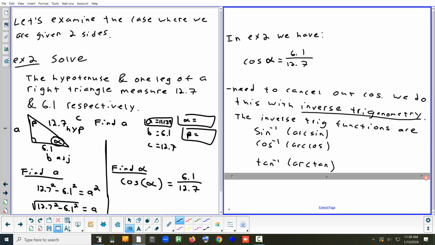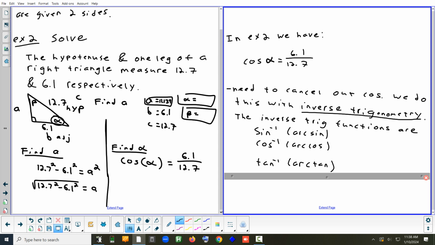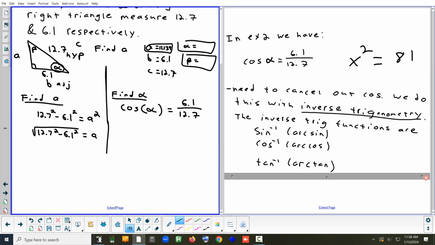So all we really need to know about these today is that inverse trig cancels out a regular trig function. So we use it the same way you would use a square root. If you had this, to solve it, you would take the square root of both sides. Well, when you have this, you're going to take the inverse cosine of both sides. Just like this.